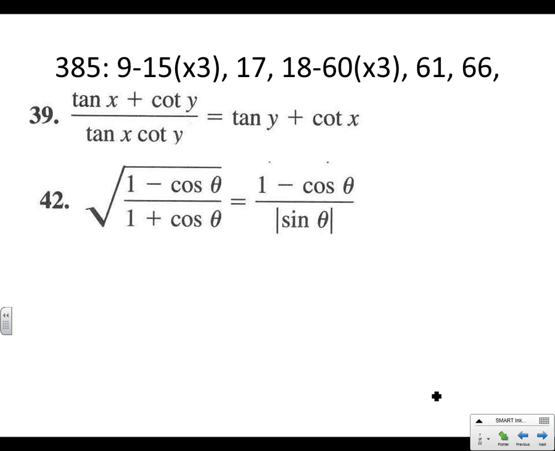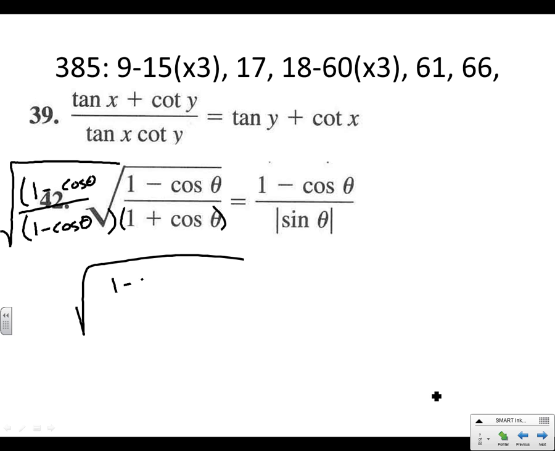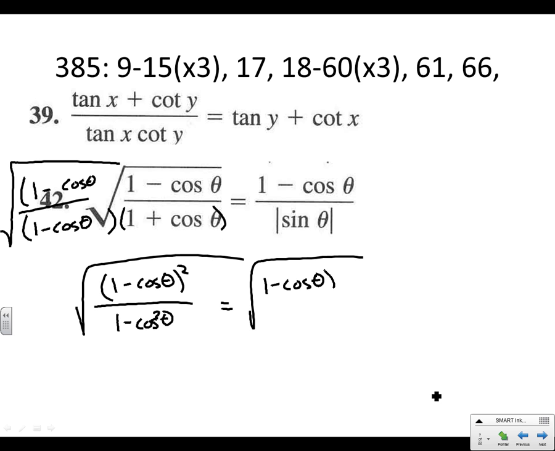We move on to 42. We do not like 1 plus in the denominator, so we're going to go 1 minus cos in the numerator and denominator. This is all underneath the square root still. The numerator then becomes 1 minus cosine times itself, which is 1 minus cosine squared. The denominator is 1 minus cosine squared theta, which is sine squared theta. Remember, 1 minus cosine squared is sine squared.